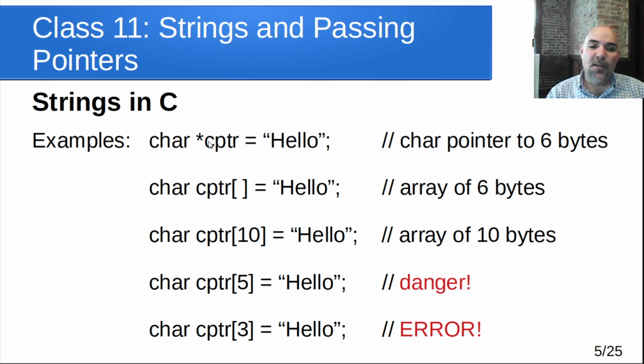So in other words, what's going to be stored in CPTR is just going to be the address of where this H starts in memory. We could also make this character pointer work this way. This is kind of the same as what we put up there.